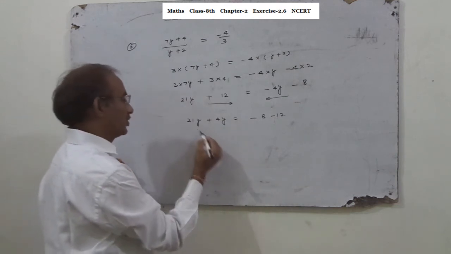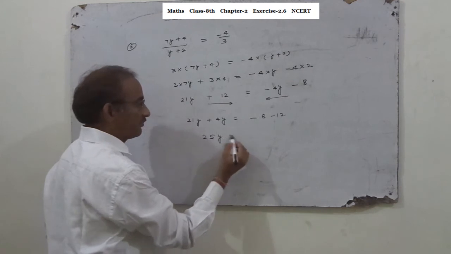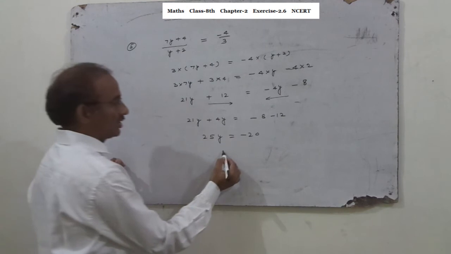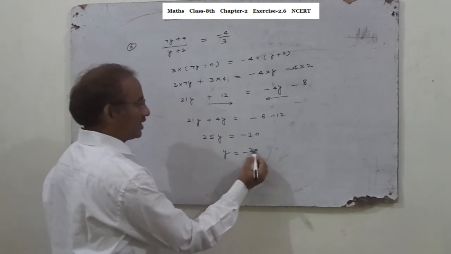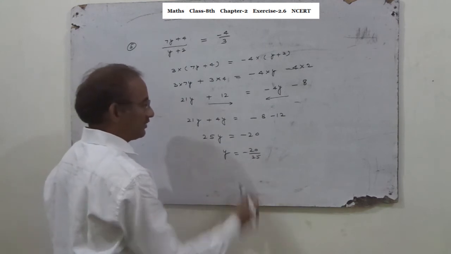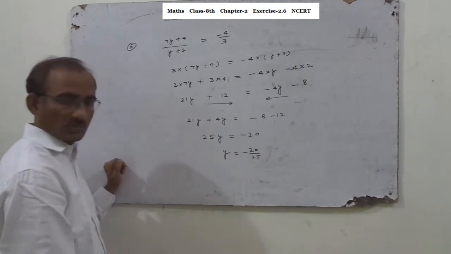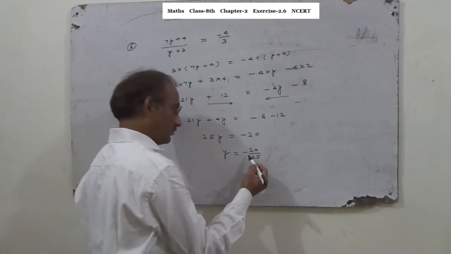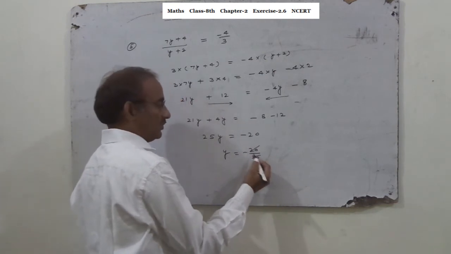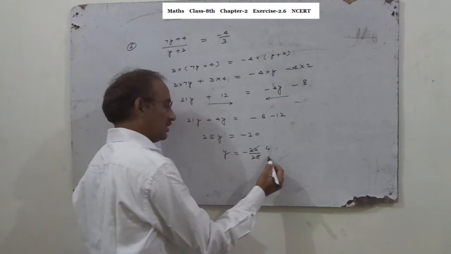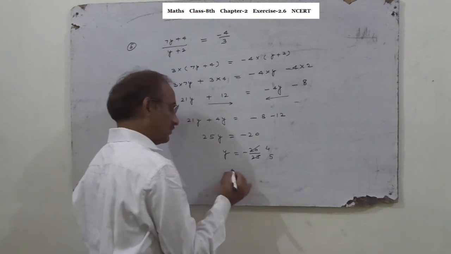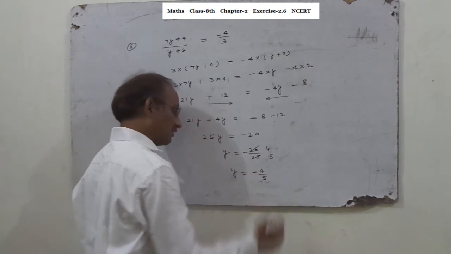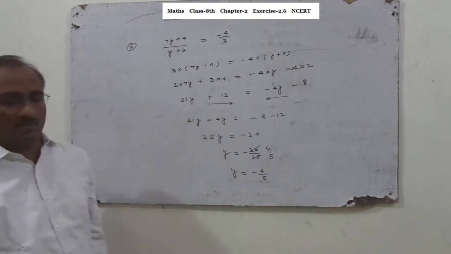It is 25y and it is minus 20. So y equal minus 20 divided by 25. On simplifying this rational number using 5, we get 5 fours are 20 and 5 fives are 25. So it becomes minus 4 upon 5. This is our answer.